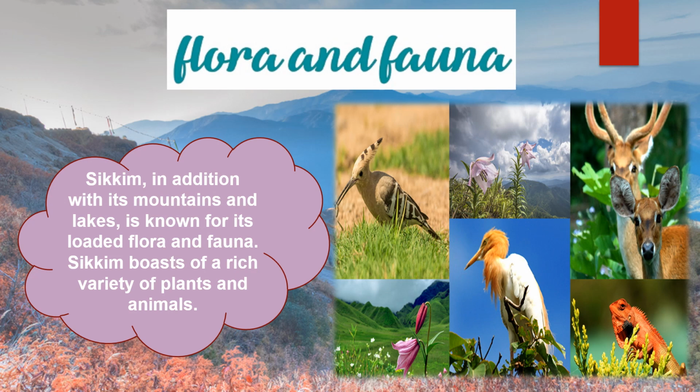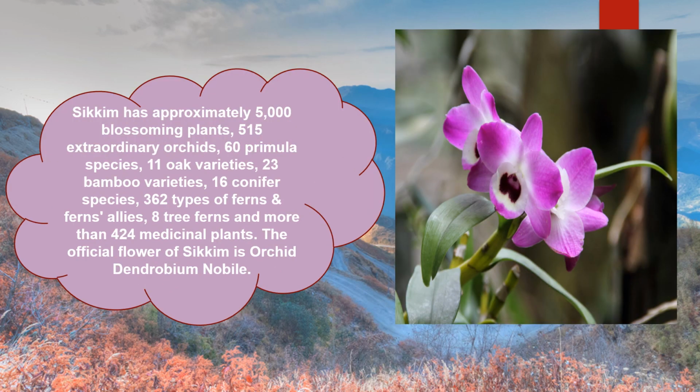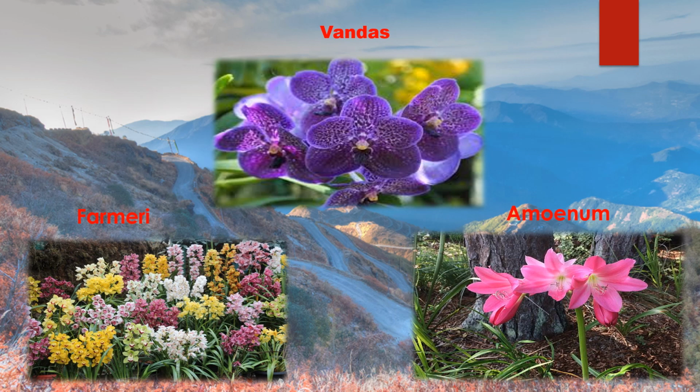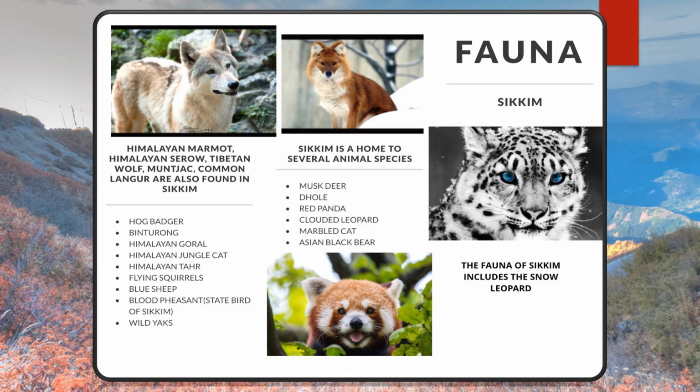Sikkim, in addition to its mountains and lakes, is known for its rich flora and fauna. Sikkim has a rich variety of plants and animals. Sikkim has a large variety of blossoming plants along with ferns and medicinal plants. The official flower of Sikkim is the orchid Dendrobium nobile. Wandas, Farmeri, and Amomum are some beautiful flowers from Sikkim.